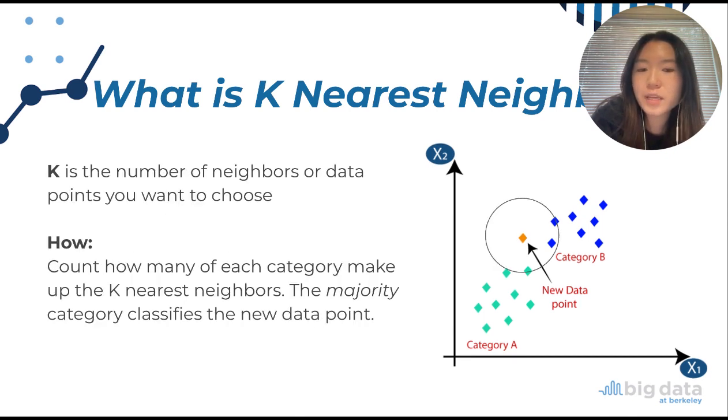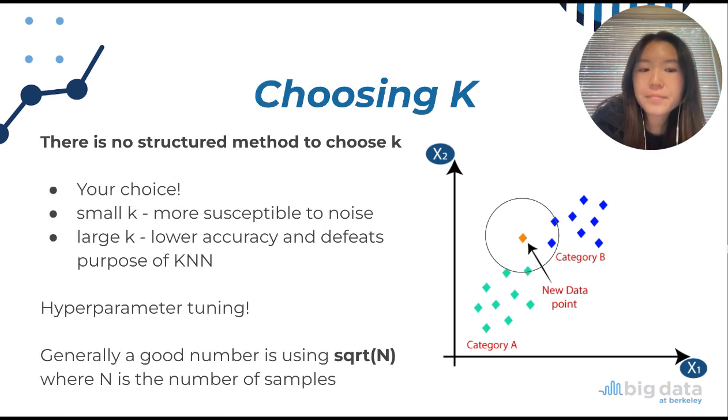We tend to choose k to be the square root of n, where n is the number of samples. In the example, we could set k equal to 3, and we would choose the 3 closest points to help us classify our unknown orange data point. We can see that the 3 closest points are in category B, so the new data point would be in category B as well.